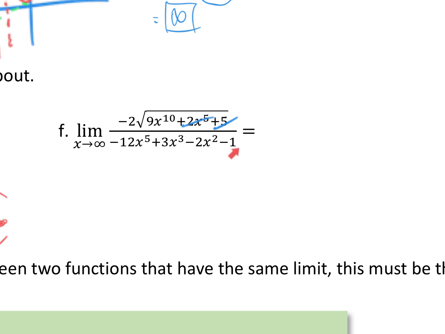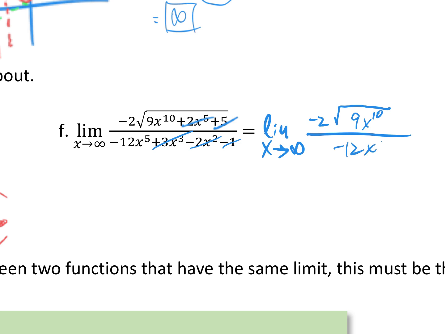On the bottom, same idea. That x squared doesn't matter because we have an x to the 5th there. X to the 3rd doesn't matter. It's not going to be worth very much. It's going to be negligible, we sometimes say. So x goes to infinity. Now, don't get rid of this negative 2. That's important, because that's a factor. We're just getting rid of the terms that have lower degree than the greatest degree. And so negative 12x to the 5th. Now we can clean this up a little bit.